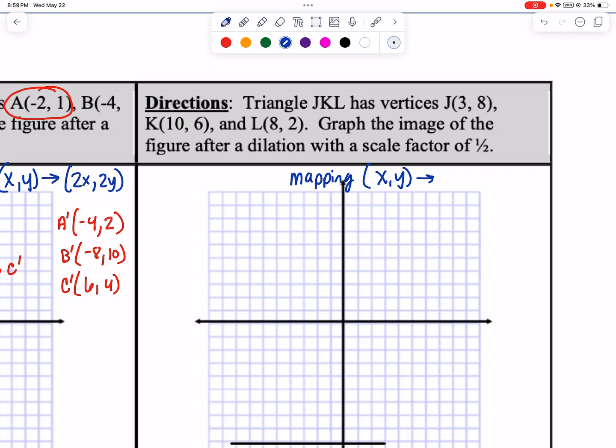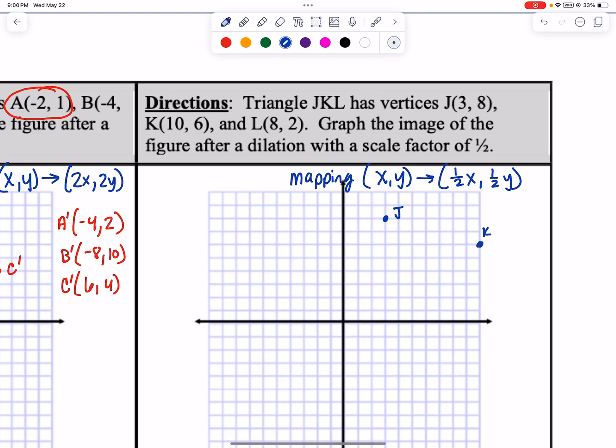Well, it's a 1/2 dilation, so 1/2 X, 1/2 Y, or 0.5, however you want to write it. So let's do our pre-image. We have J is 3, 8: 1, 2, 3 over, 1 through 8 up. So here's J. Let's do 10, 6 for K: 1 through 10, then 1 through 6.